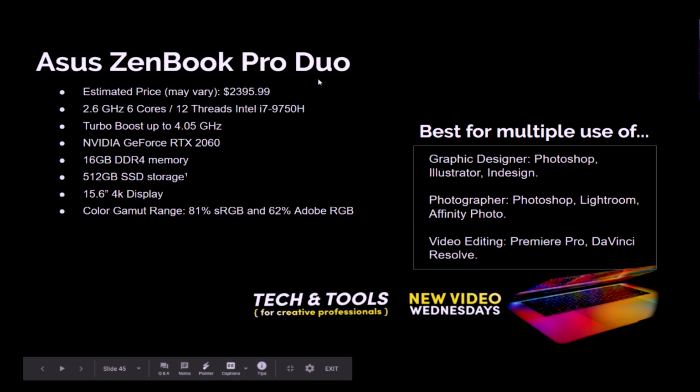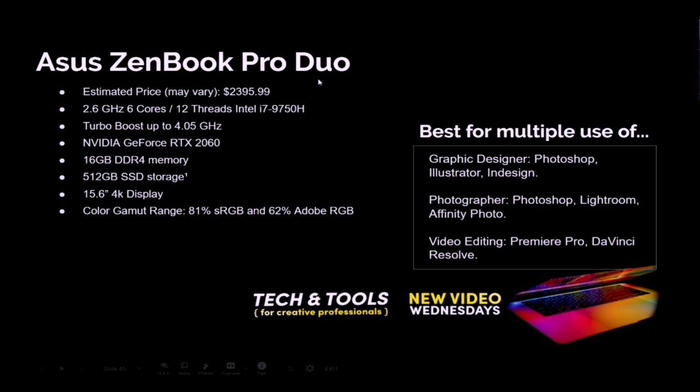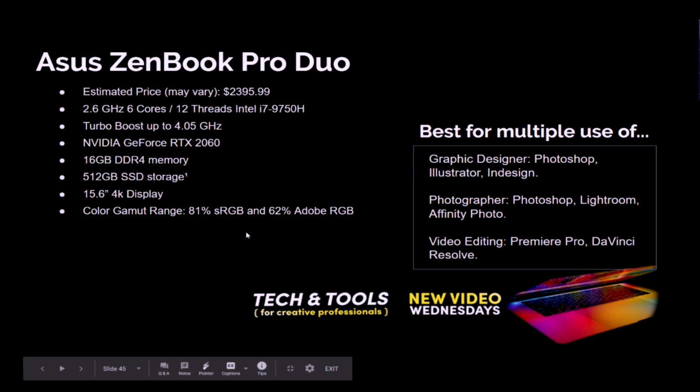At $2,395, it is the most expensive laptop on this list, but with good reason. It's got that dual screen setup. That's a lot of technology and money in this thing here. It comes with the i7-9750H, 6 cores, 12 threads, and it has the RTX 2060 graphics processing unit, 16 gigs of RAM, 512 gigs of solid state hard drive, and a 15-inch 4K display at 81% sRGB and 62% Adobe RGB.